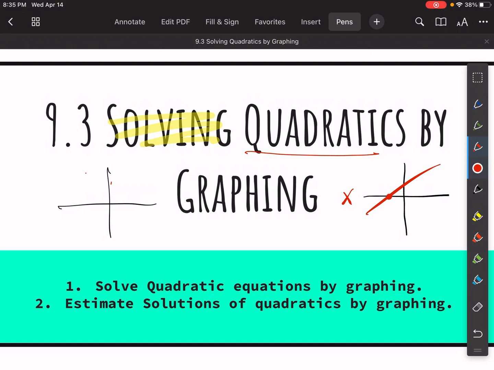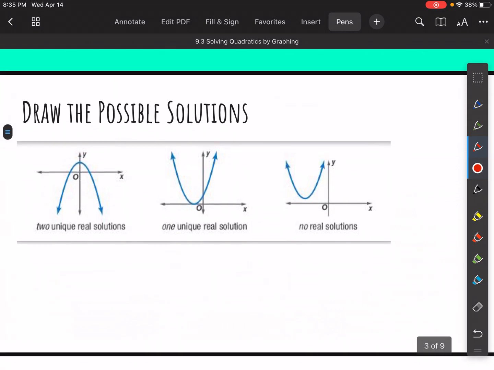So say I have something that looks like this. What are these points here where it crosses the x-axis? That's going to be how you solve a quadratic. Okay, so that's what we're going to focus on today.